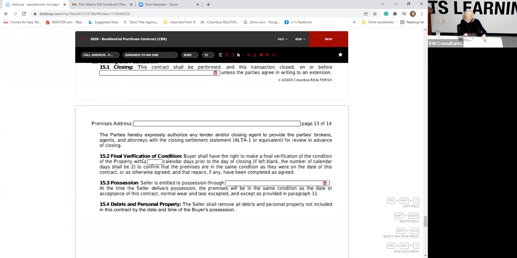15.2, final verification of condition. 2, 3, 4 days, whatever you want to do. Prior to the closing, you want to go through the house and just make sure that everything is basically in the same condition as it was on the day that you wrote the contract. And you also want to see if they had repairs to be done, and make sure those things were done. It depends on what you ask for in the home inspection, but if you ask for things to be done by a professional, like a licensed electrician, you might want to ask that they give you those bills that they paid, to know it was done, and not just take their word for it.